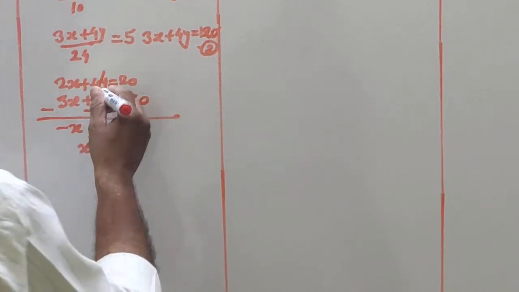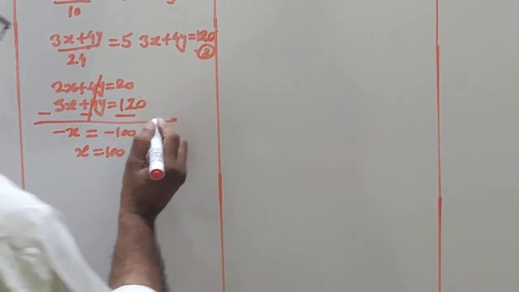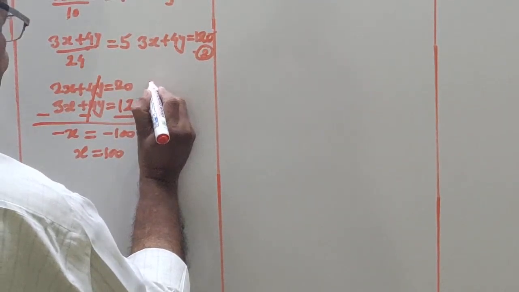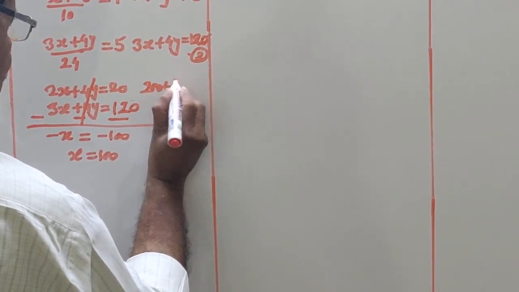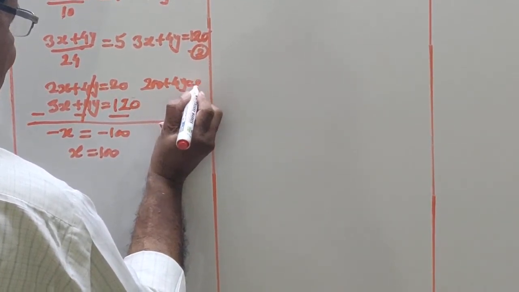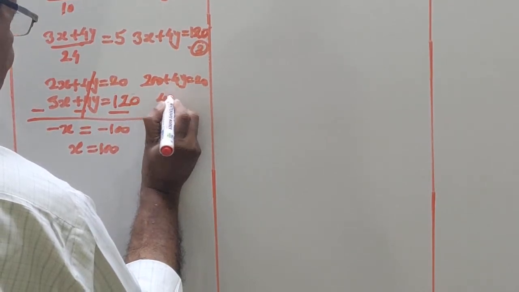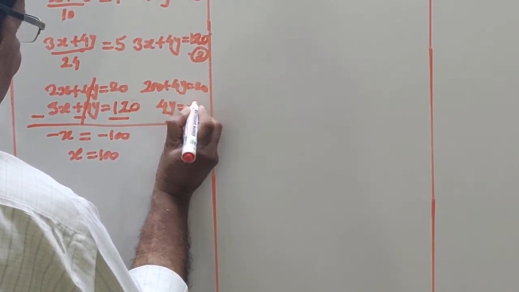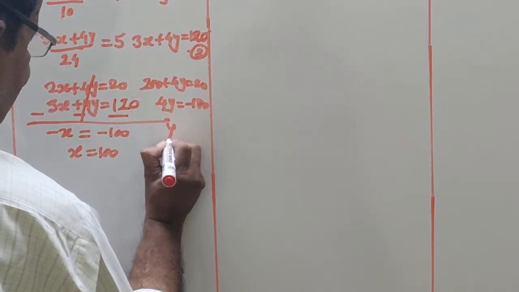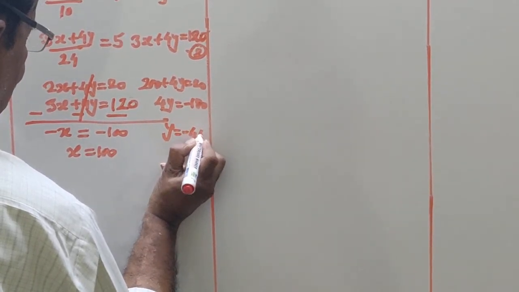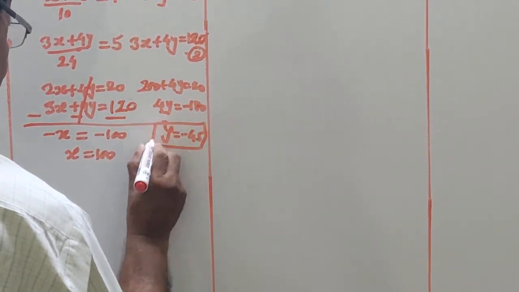Now I will substitute the value here. What will I get? 2 into 100 is 200 plus 4y is equal to 20. Now what will come here? 4y is equal to minus 180. So y is equal to minus 45. Now I am getting the values of x and y.